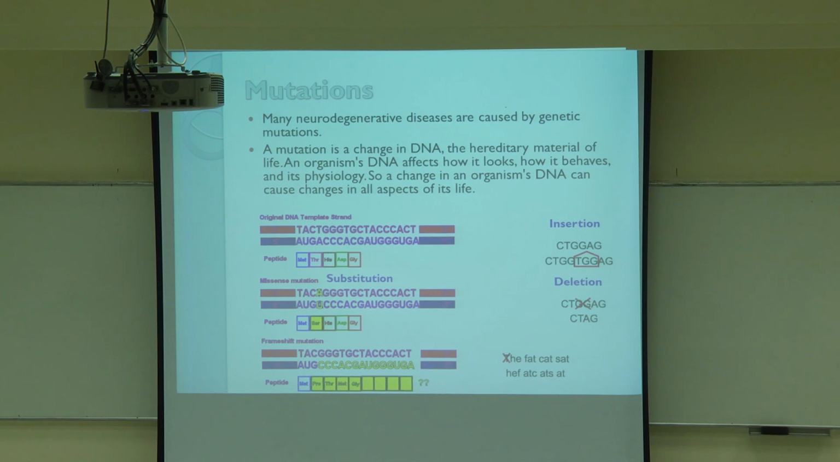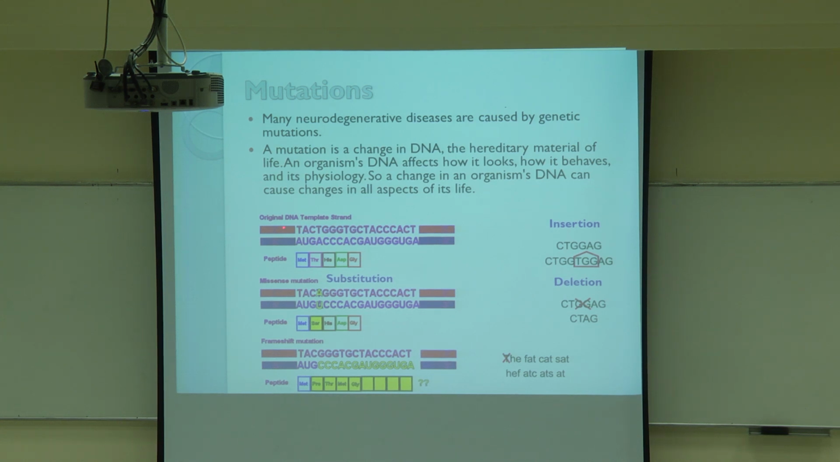OK, so mutations. Many, many neurodegenerative diseases, we're back to neurodegeneration, are due to different mutations. So mutations are genetic differences in our DNA that are not the inherited differences that give us different characteristics, OK? So it's in different areas of the DNA. And it's a change in the sequence of the DNA.